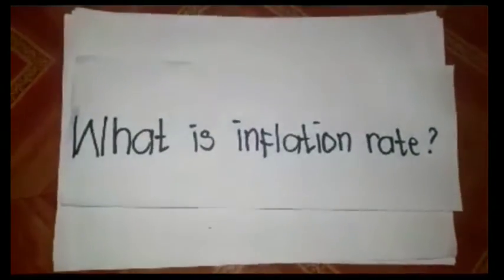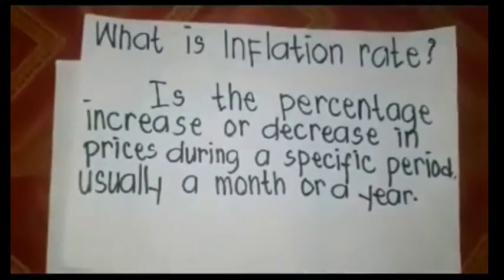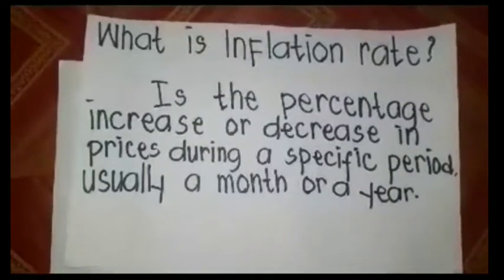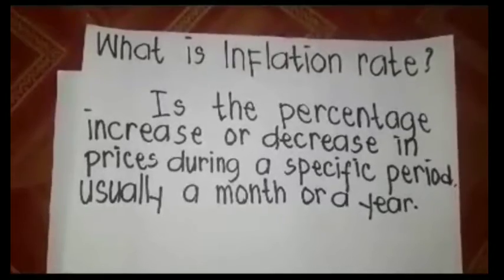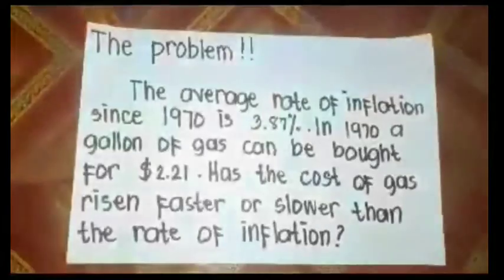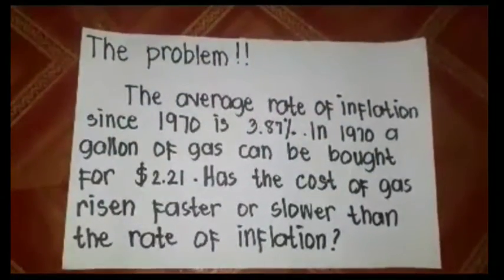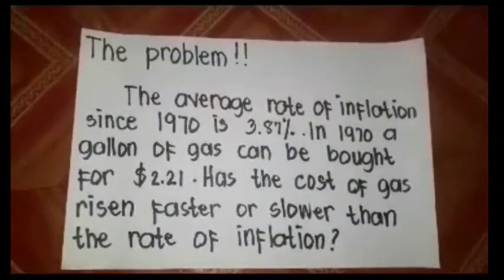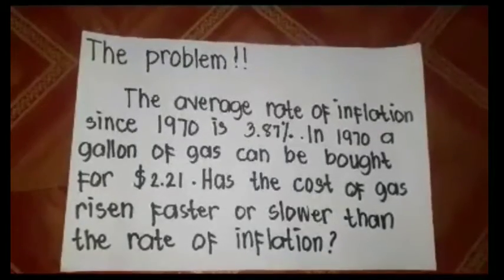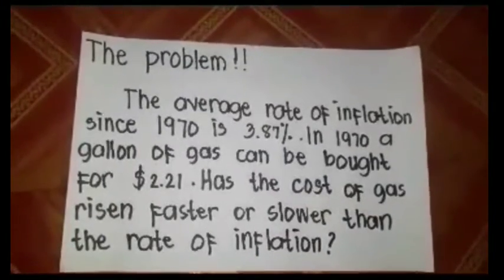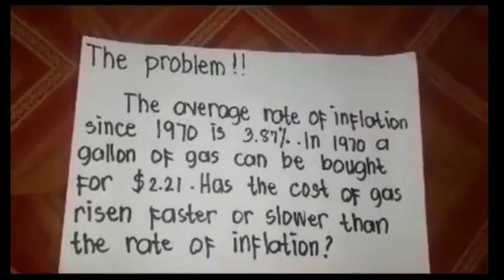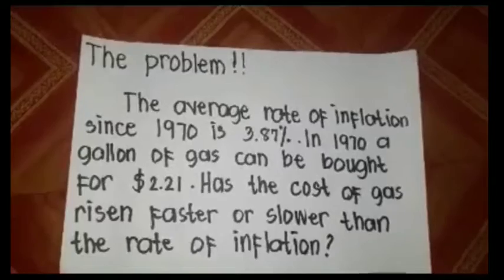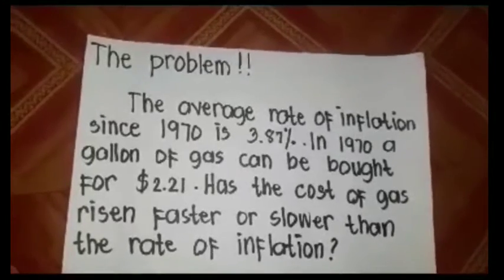What is inflation rate? It is the percentage increase or decrease in prices during a specific period, usually a month or a year. So here is my problem. The average rate of inflation since 1970 is 3.87%. In 1970, a gallon of gas could be bought for $2.21. Has the cost of gas risen faster or slower than the rate of inflation?